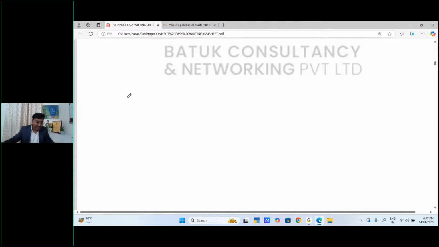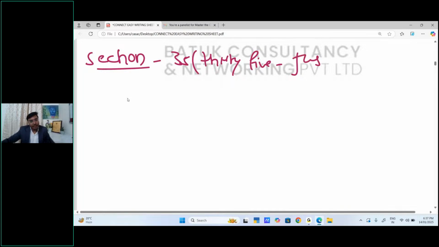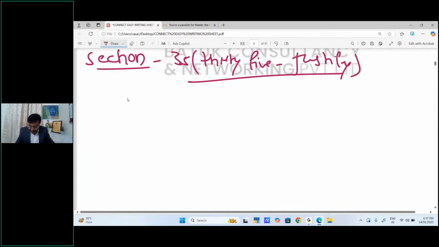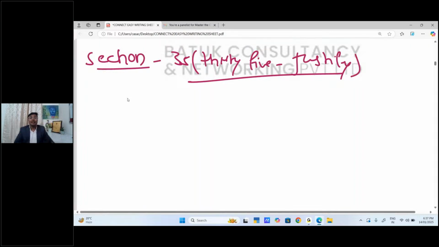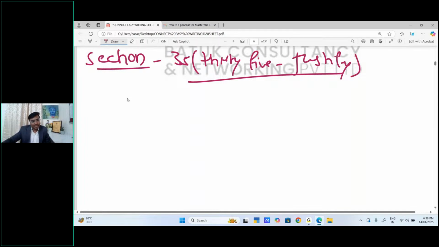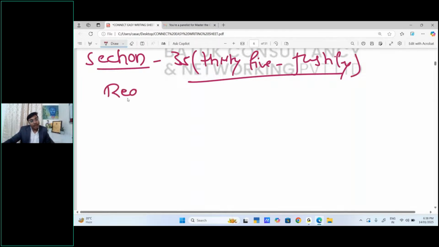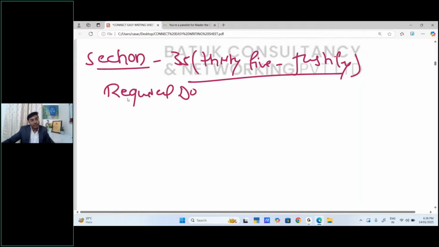Section 35, justify. Section 35, just try to interlink the word 35 with justify. This section is providing that these are the documents which are justified under GST. So this section is related to required documents under GST.